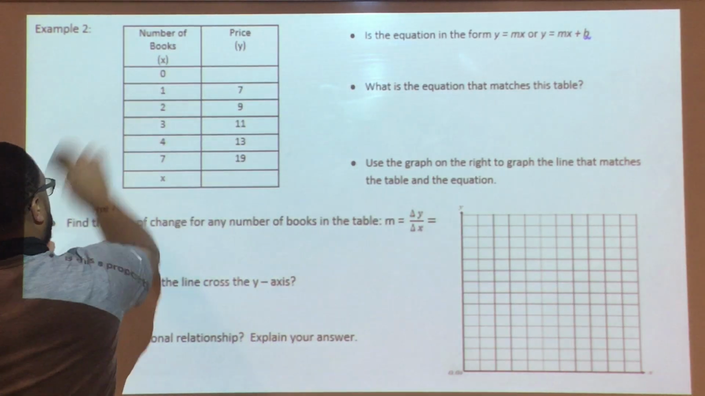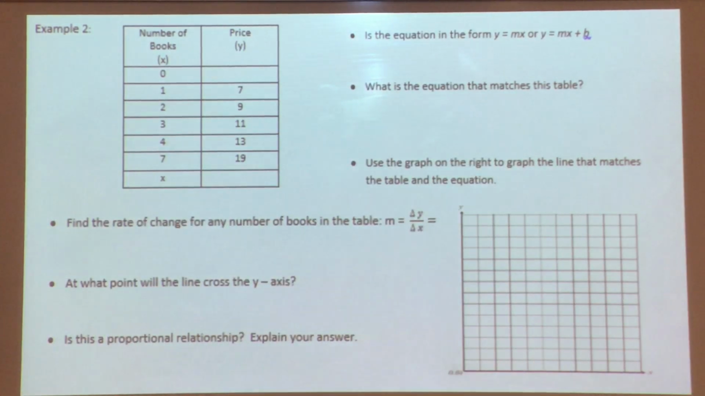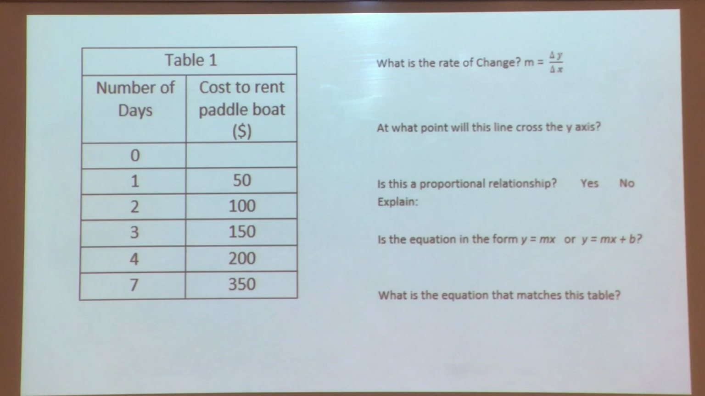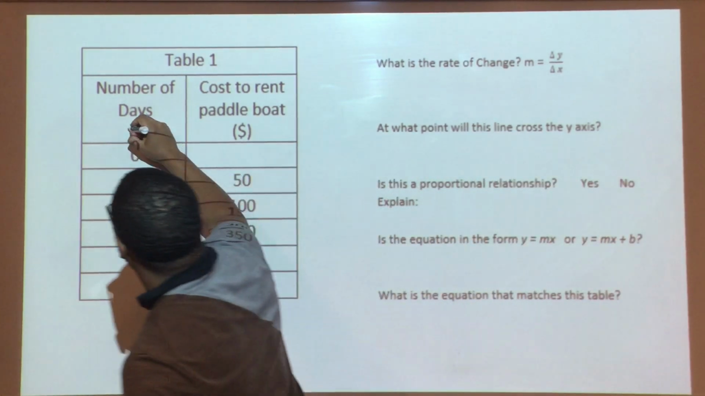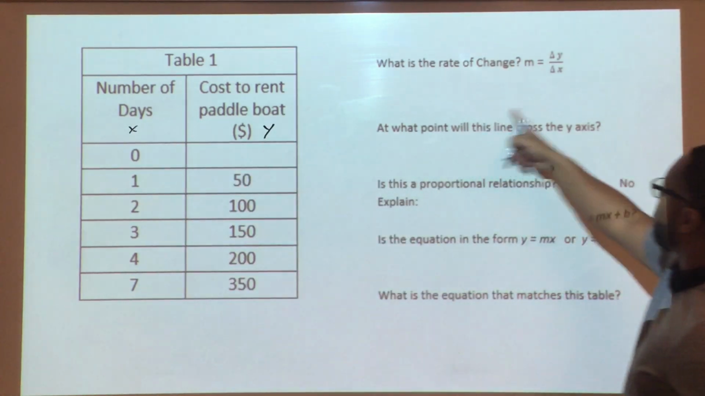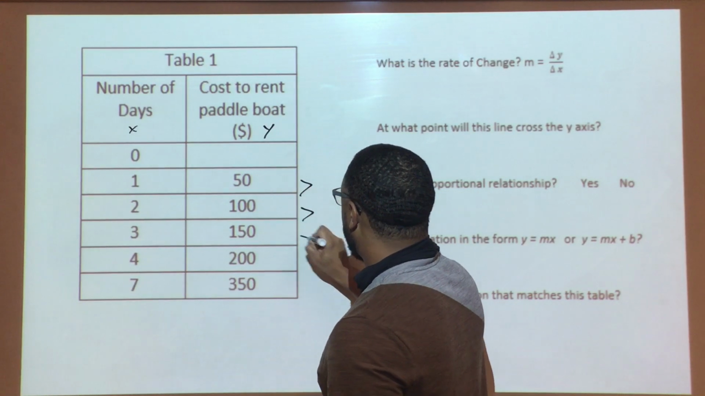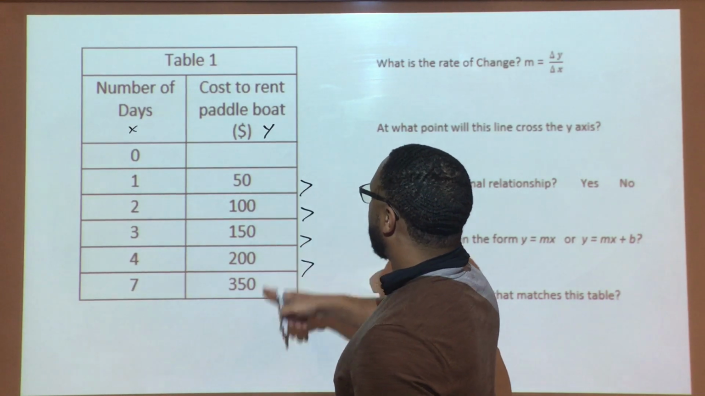Let's move to another example. And this time we'll just look at just a table only, and we'll answer these questions. So we have a table. It says number of days and the cost to rent a paddle boat. So this is going to be my x, and this is my y. What is the rate of change? Well, let's figure it out. Let's figure out what it's changing by.